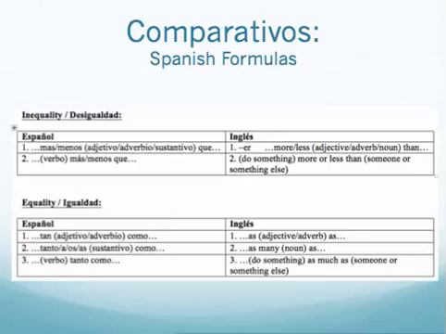Here's an example of the first formula in the desigualdad group. Ana es más alta que Juan. You can see that I added a subject and conjugated verb, Ana es, and then I followed the formula más adjective que. The adjective alta is in the feminine form because it must agree with the subject of the sentence, Ana.